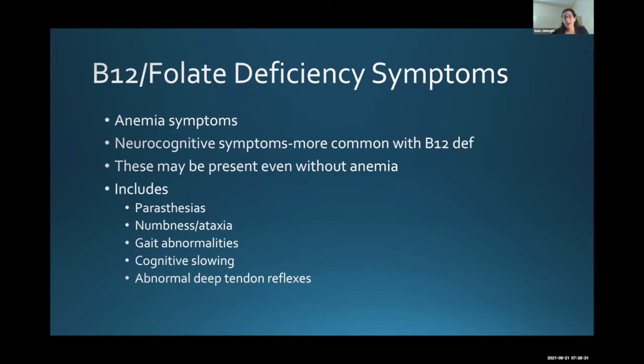And these can be present even in the absence of anemia. So just like we said, Pica can be there, and some of those effects of iron deficiency can be present without anemia. Same goes for B12. Those neurocognitive symptoms include paresthesias, ataxia, cognitive slowing, abnormal deep tendon reflexes, among others.